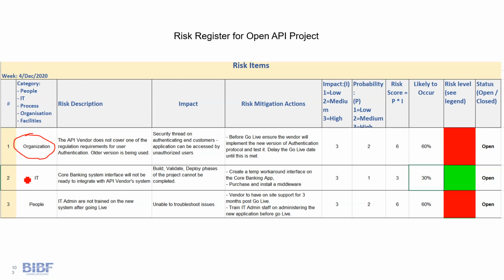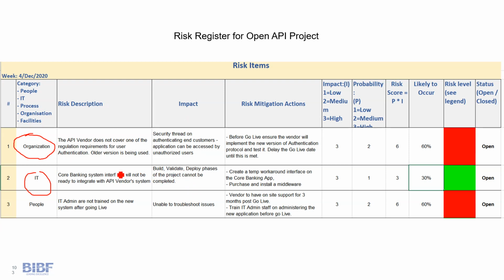The second part is the category of the risk is IT, information technology. The risk description is the core banking system interface will not be ready to integrate with the API vendor system, which means the core banking interface will not be ready for it to be able to link to the open API vendor's system. Now the impact of this risk is across the entire project.